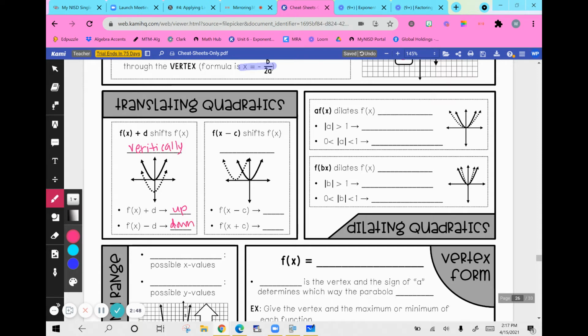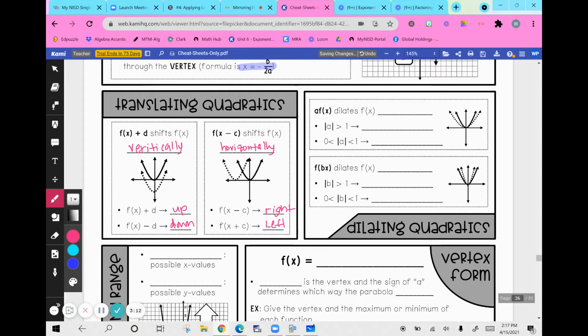Any change that happens inside the parentheses, we talked about that as horizontal. So this is going to shift it horizontally. And so f of x minus c here, remember it's the opposite. So you're going to the positive c, which would be going to the right side. And when you're adding c, you go left.